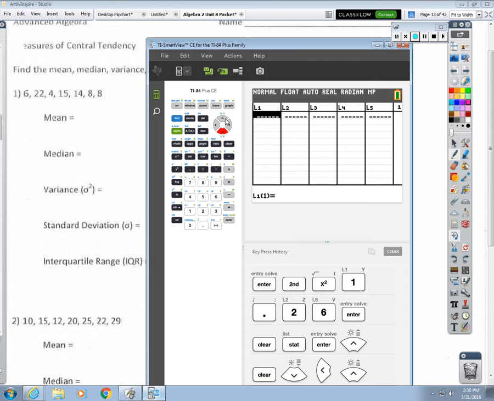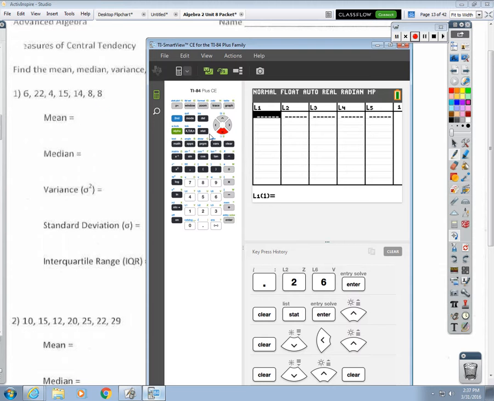If you accidentally hit delete, it will delete out the whole column and L1 will be gone. It'll start with L2. In that case, you would need to reset your calculator by doing second plus 712. And you go up, hit clear. When you go back down, it'll be empty.